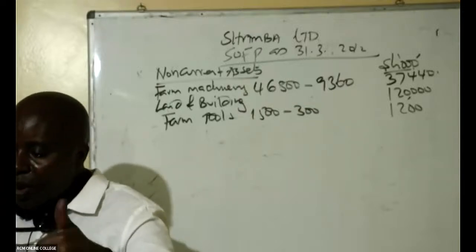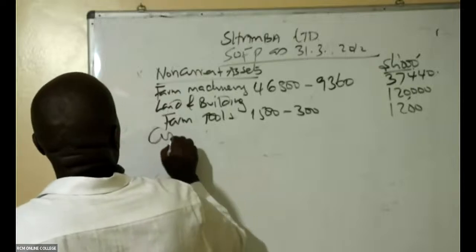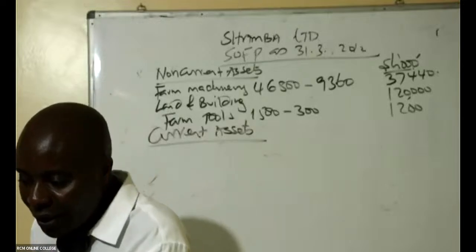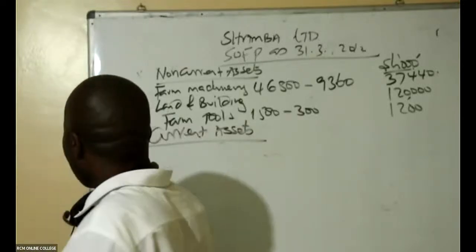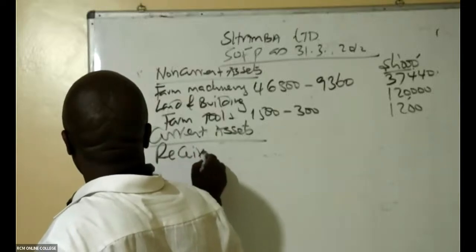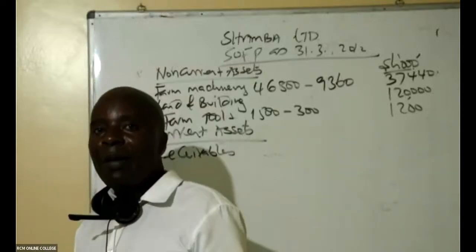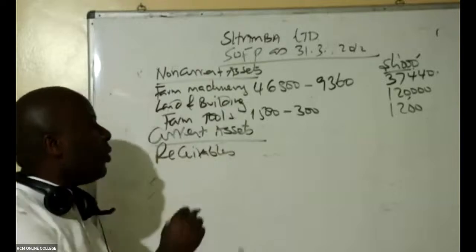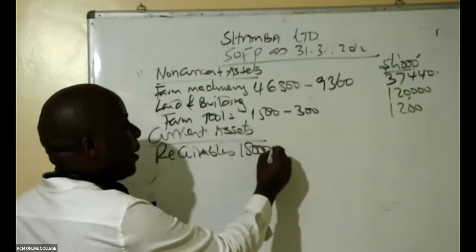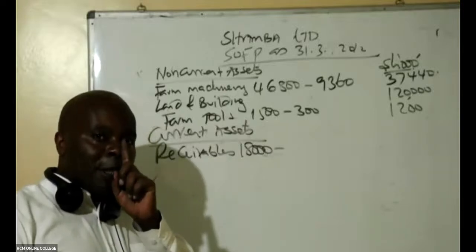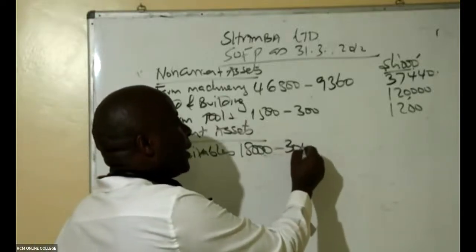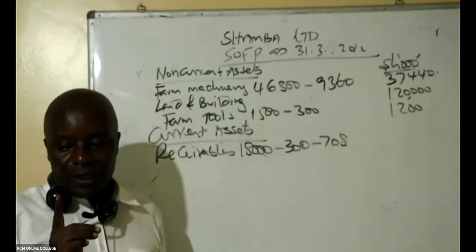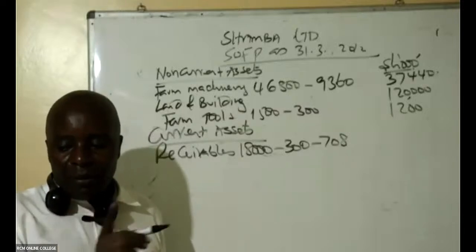Thank you so much. Then we go to current assets. If you look at your question very well, we have receivables. For the years that I've been marking these things, I can assure you, not many students will get receivables very well. Remember receivables, we have 18,000. But don't forget that we had some specific bad debts of 300. And then we had general provisions of 708.